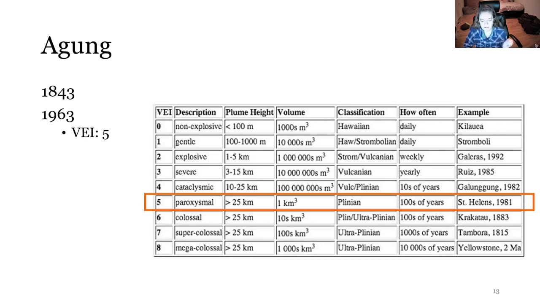VEI stands for Volcanic Explosivity Index. This index is used for volcanoes that erupt with an explosion. You can have non-explosive ones, like we already talked about, and that's a VEI of 0. Those are the ones that are just erupting steam or just lava bubbling out. You see that in Hawaii on some of the volcanoes. There's a lot of non-explosive volcanoes there. But this one had a VEI of 5. So that puts it at paroxysmal.